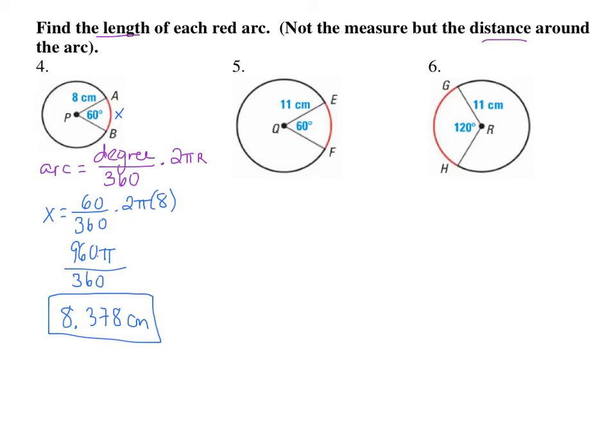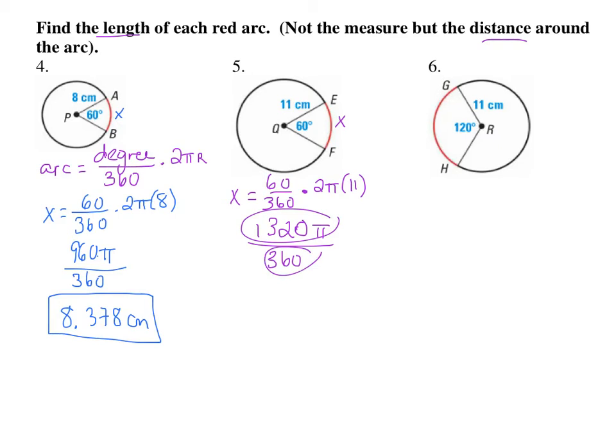So for the next question, we're going to use the same setup. So I need to find my arc. So that's my x. The degree is my 60 over the total in my circle times my circumference. So 2 times pi times 11. And again, I want to multiply all three of these numbers together. So 2 times 11 is 22. 22 times 60 gives me 1,320. And then I still have the pi with it, divided by 360. So now go ahead, type this in the calculator, then divide by 360, and I get 11.519, and this is centimeters. So remember, it's not degrees, it's the actual length of that arc.